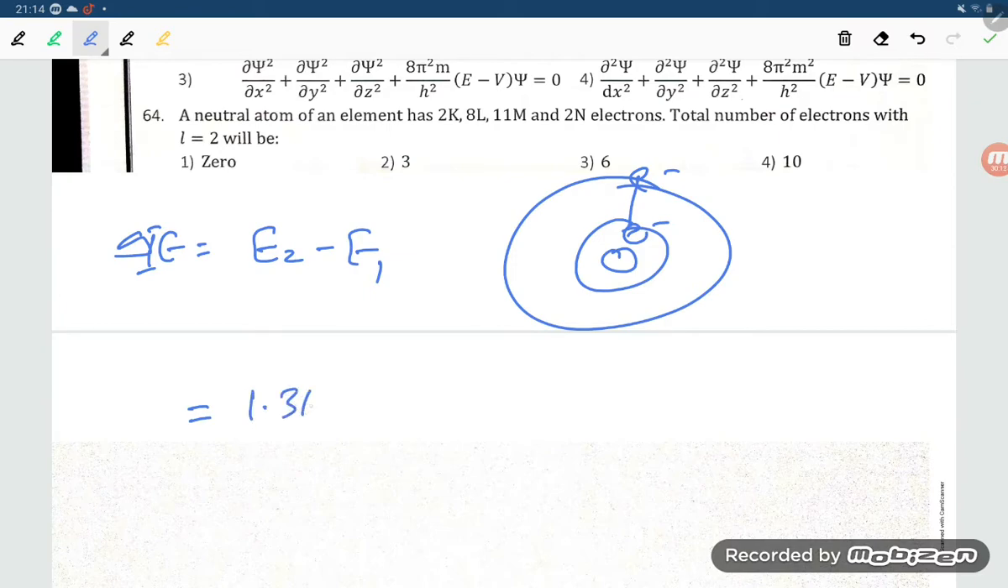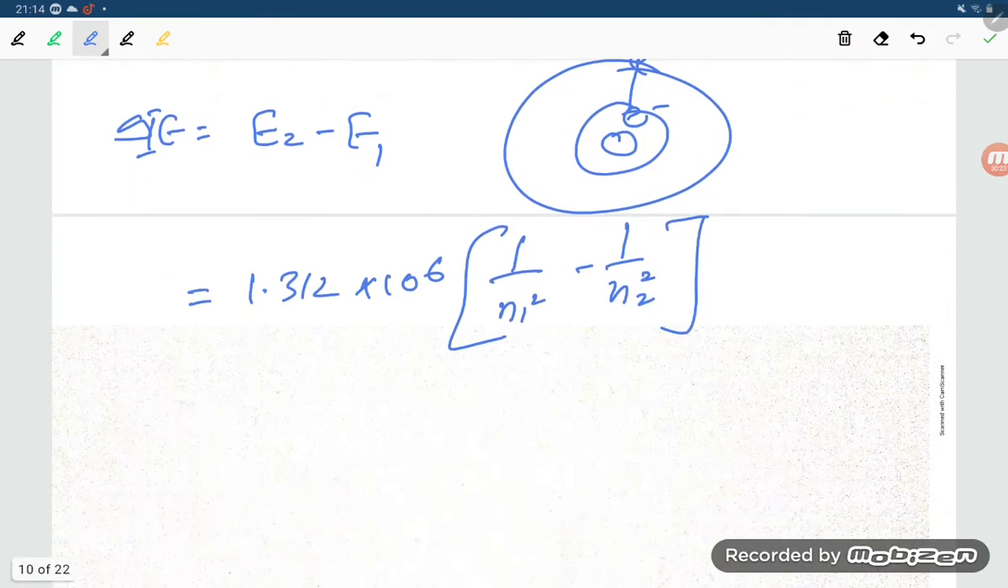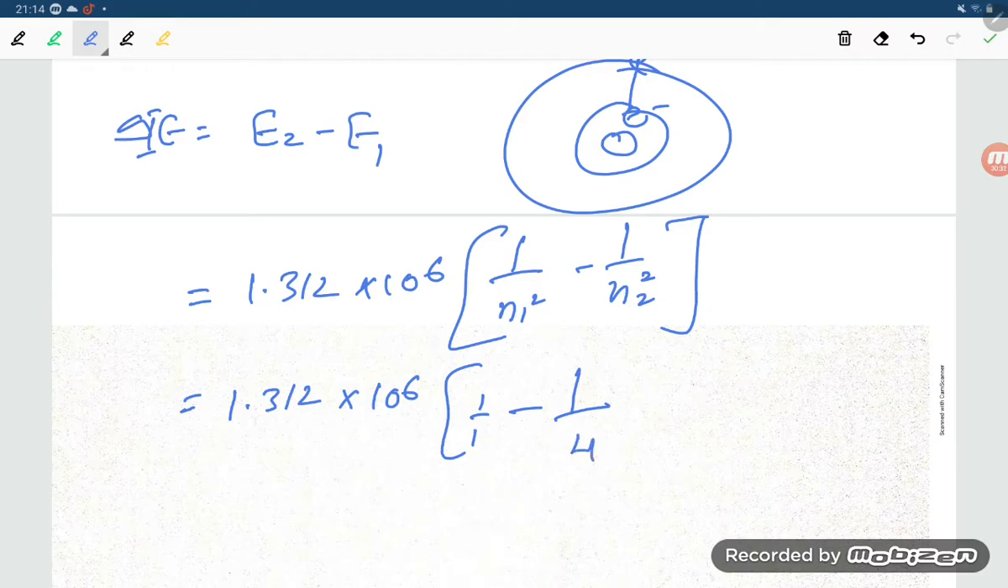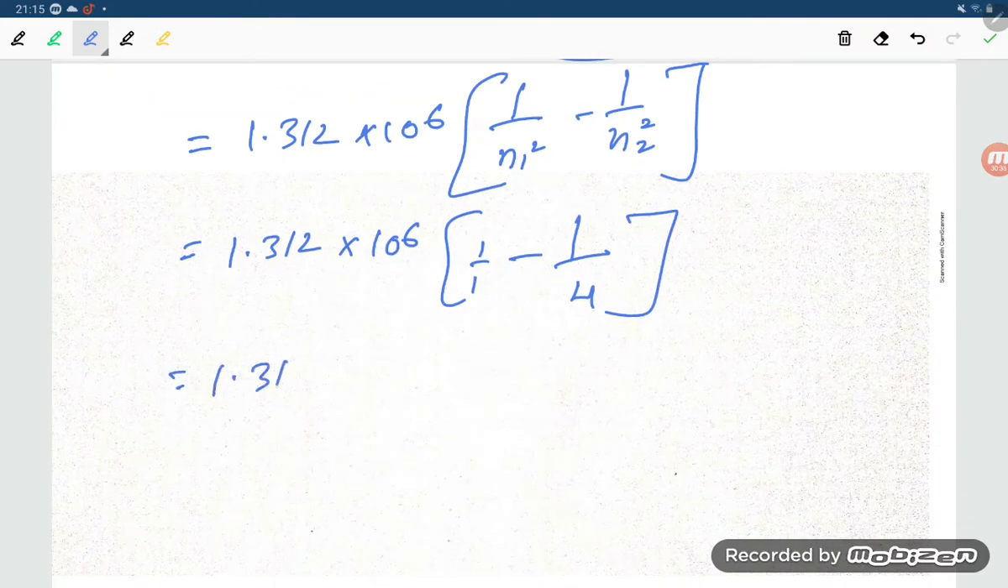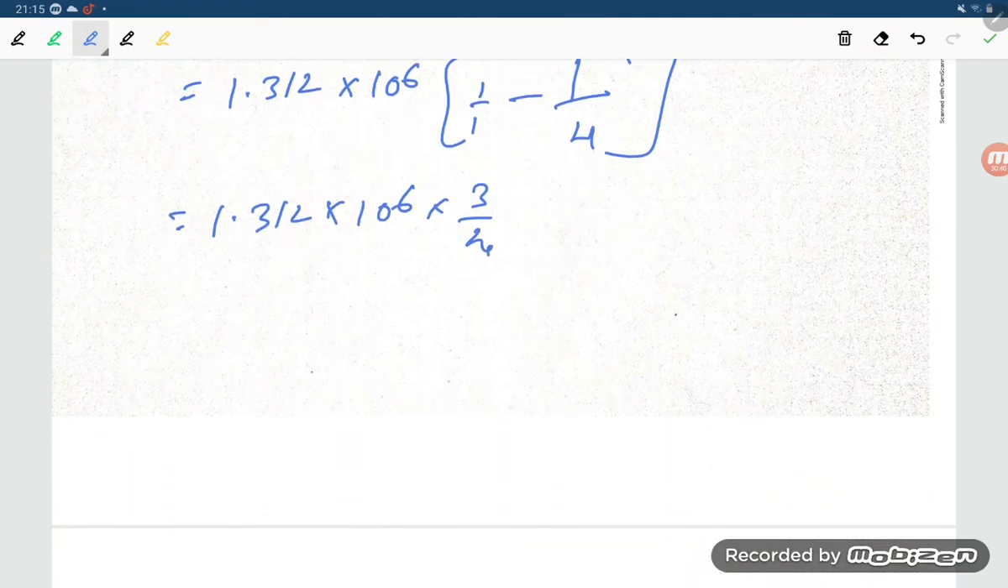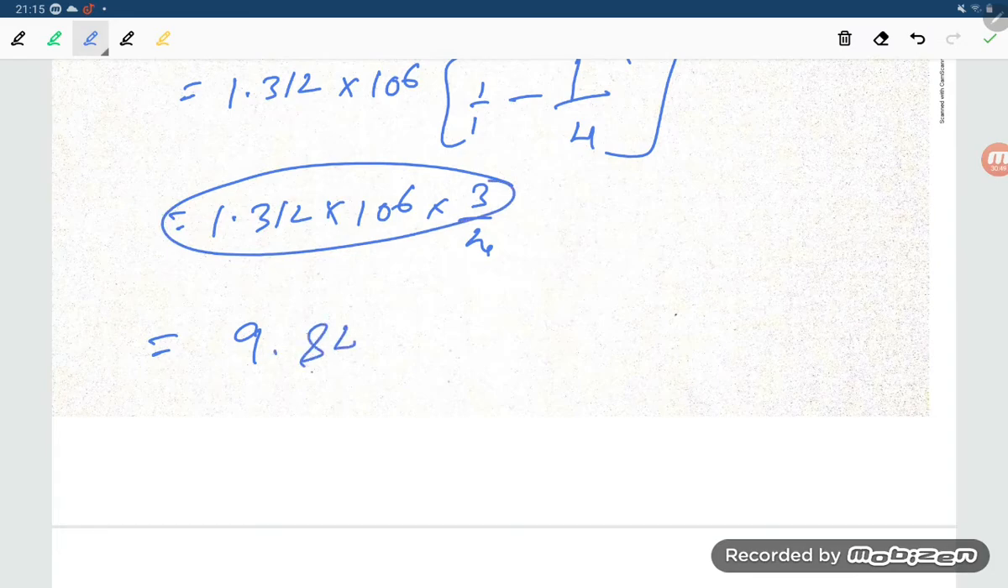That is 1.312 into 10 power 6 times the bracket 1 by n1 square minus 1 by n2 square. For energy this is the formula, you can go with the Narayana book, student. 1.312 into 10 power 6, 1 by 1 square minus 1 by 2 square, that is 1 by 4. So how much is coming, student? 1.312 into 10 power 6 into 3 by 4, since 4 minus 1 is 3 by 4. If you multiply this, student, it comes 9.84 into 10 power 5 joule per mole.